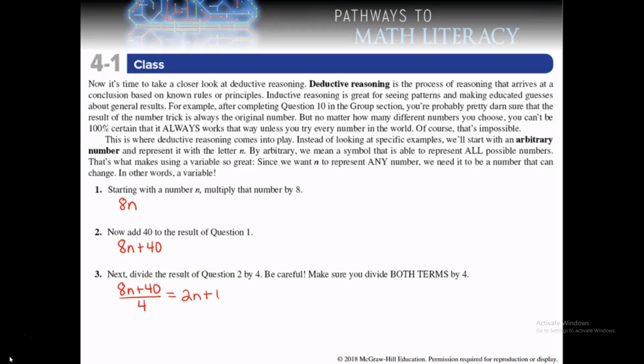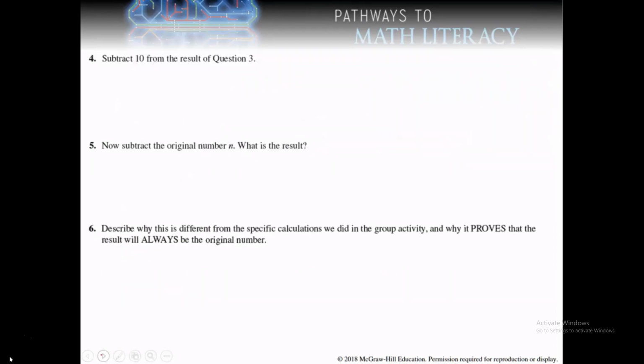In 4, we're supposed to subtract 10 from that. So we had 2n plus 10, and now we're going to subtract 10. And so the 10 minus 10 gives us 0, so now we just have 2n. And then in 5, we're supposed to subtract our original number, which we were using n to stand for. So I'll have my 2n and I'll subtract n. Well, that's like 2n minus 1n, which gives me 1n. So that's the number that I started with.